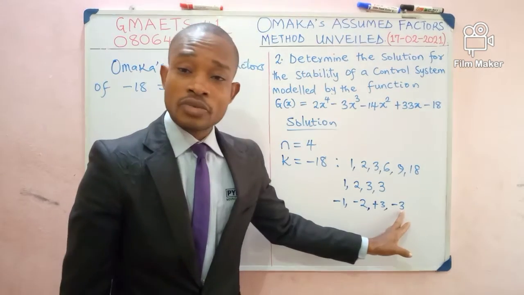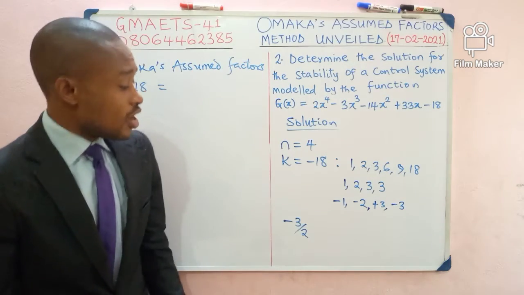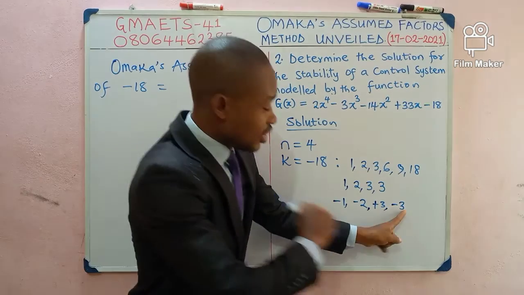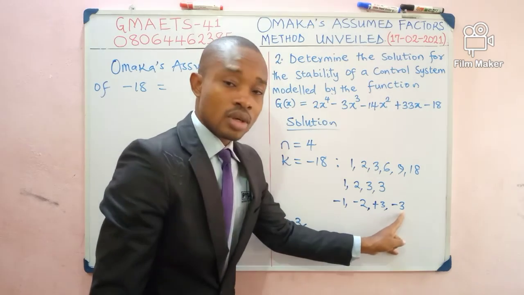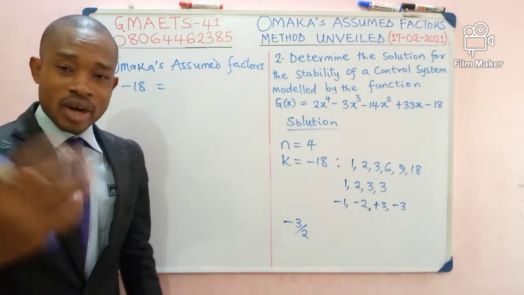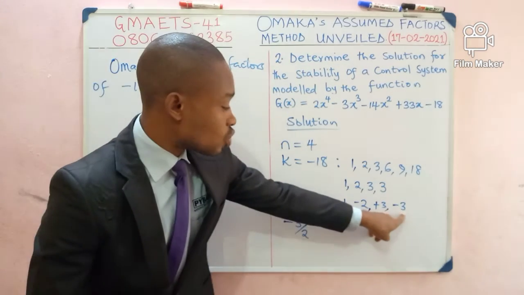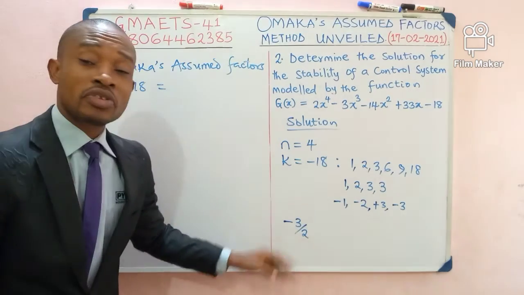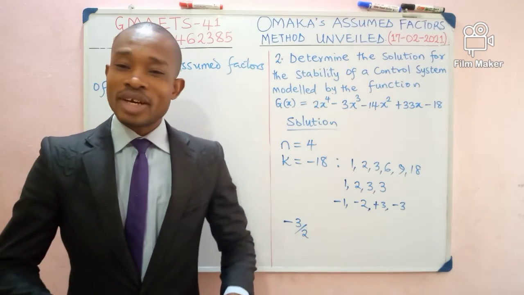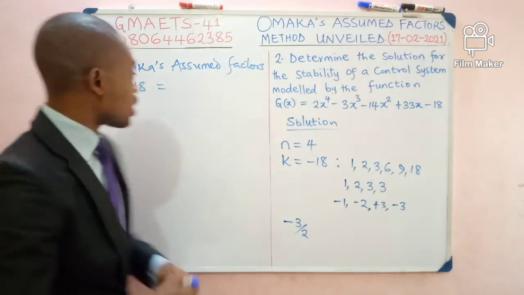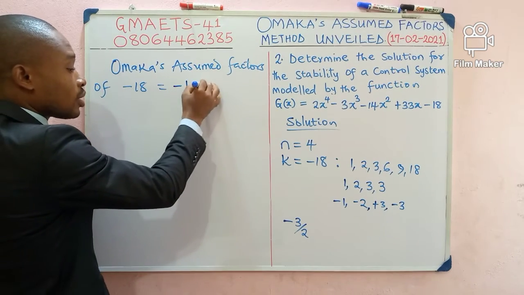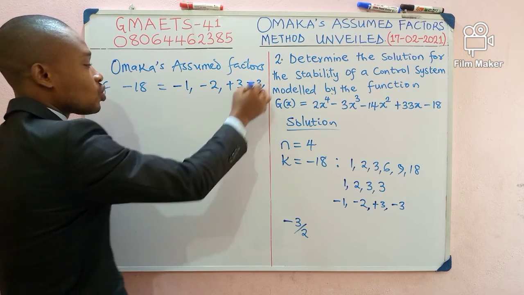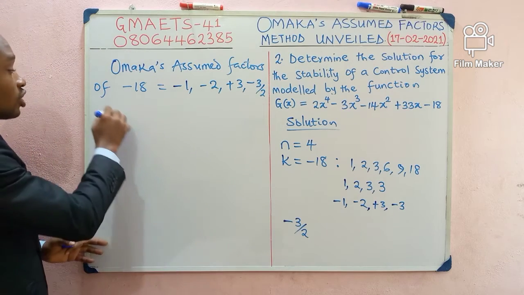Transfer it to minus 3, add up again and see. If we pick minus 1, minus 2, plus 3, then minus 3 divided by 2, add them up and see. Work it out again with over 2 being under this minus 3. If you add that up, you're going to get minus 3 over 2. And here we go. It means we've gotten our OMAKA's assumed factors, which are going to be minus 1, minus 2, plus 3, and then minus 3 over 2. We are done with our problem.